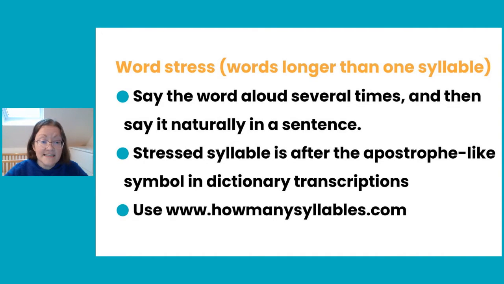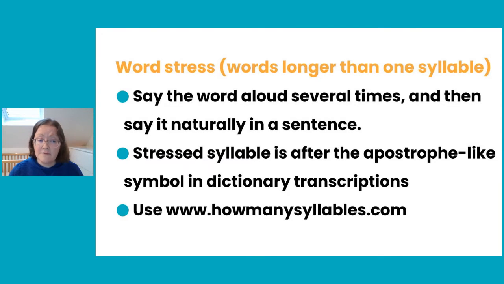So once you've identified how many syllables are in a word, the next thing you've got to do is focus on word stress. Now, if a word only has one syllable, there is no stress. It is what it is. But if you have a word longer than one syllable, the chances are that one syllable will be stronger than the other or than the others. So you'll have to pick out that dominant syllable.